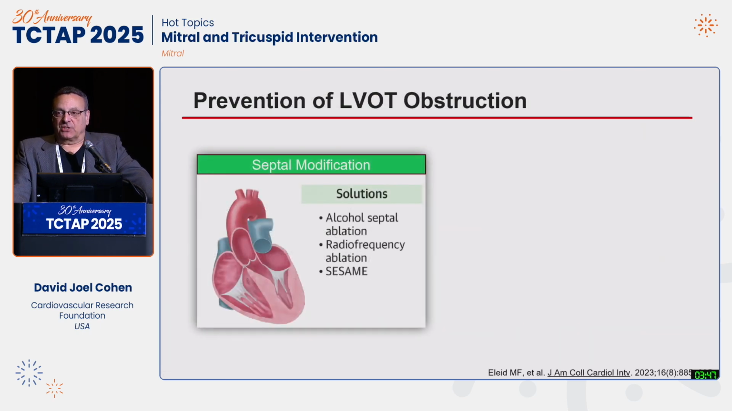So how do we treat this once we've identified that the patient is high risk? Well, there are two basic techniques because there are two things that cause the obstruction.